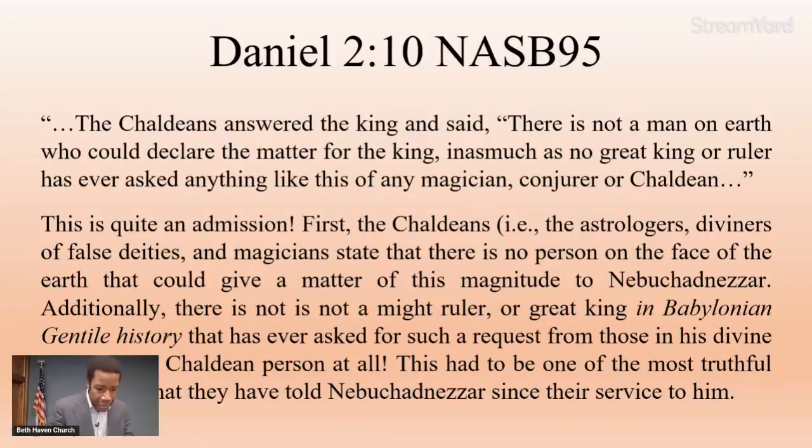First, the Chaldeans, that is the astrologers, diviners of false deities, and the magicians, state that there's no person on the face of the land that could give a matter of this magnitude to Nebuchadnezzar. Additionally, there is not a strong ruler or a great king in Babylonian history that has asked for this. That's incredible, right?